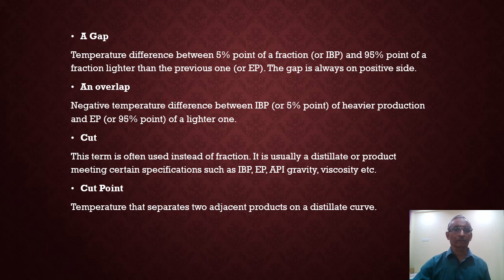Then cut, or generally what you consider as a fraction. This term is often used instead of fraction. It is usually a distillate or product meeting certain specifications such as IBP, end point, API gravity, and viscosity. Then cut point is the temperature that separates two adjacent products on the distillation curve. On the TBP curve, we locate the cut point, and that cut point decides the location of the yield percentage.